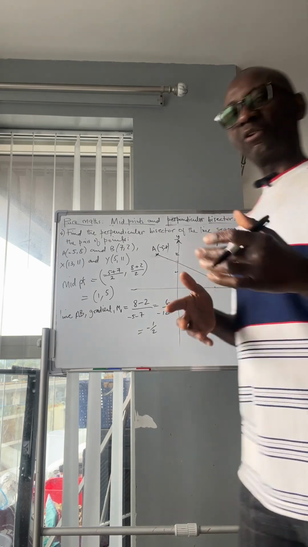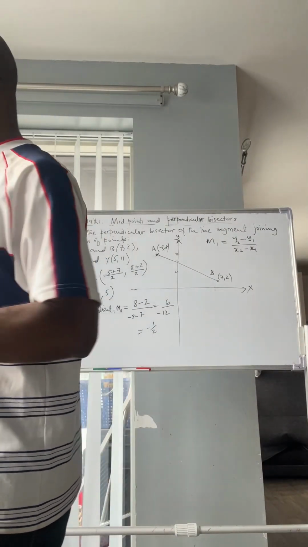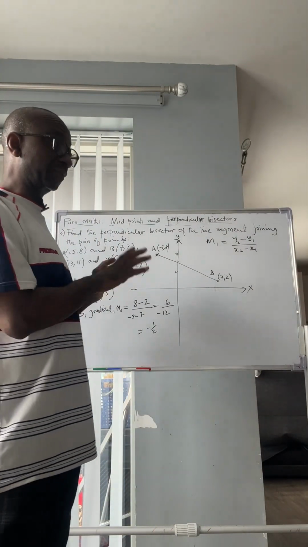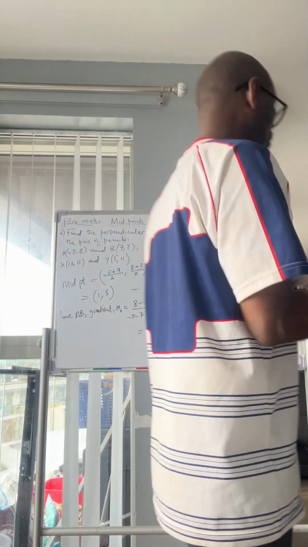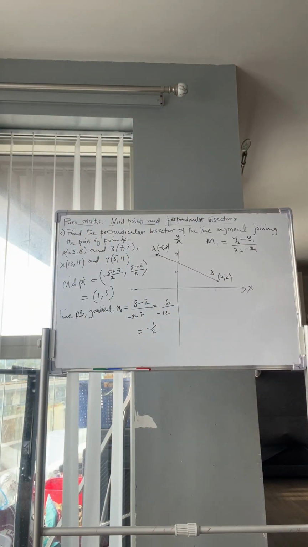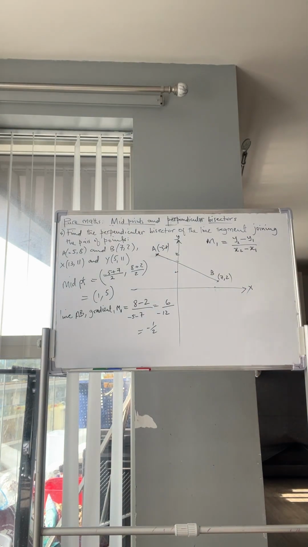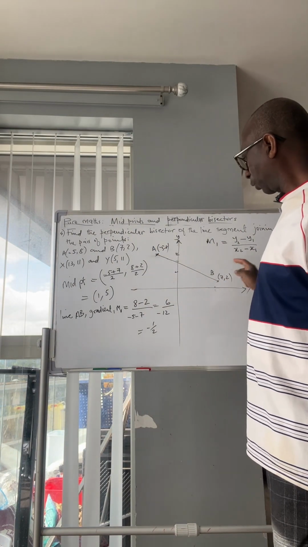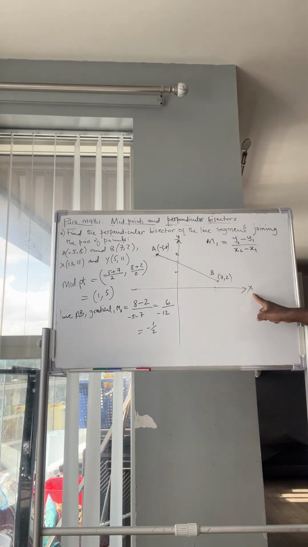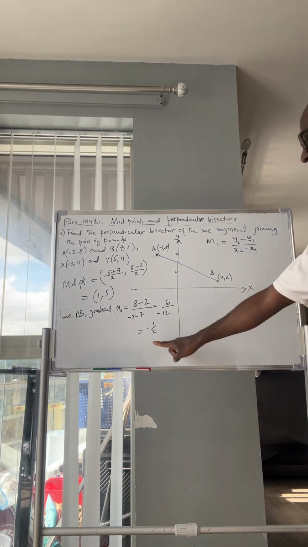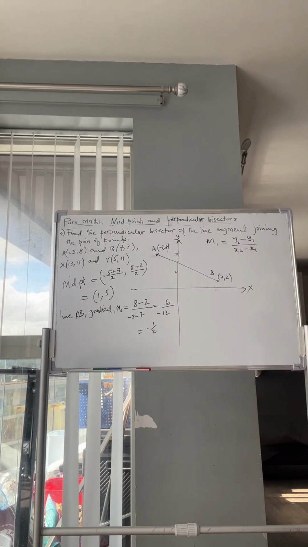There are different formulas to find the gradient of a line, but it depends on how the question is framed, then you know which formula to use. That will save you time. Because in this question, the way we are looking at it, this formula will save us time. We already used it to find the gradient of this line. We know now the slope of this line is -1/2.